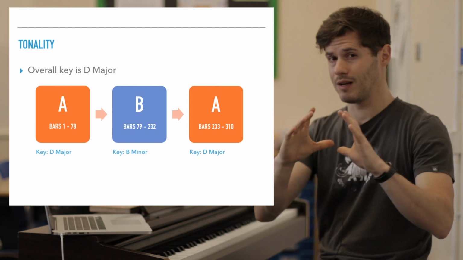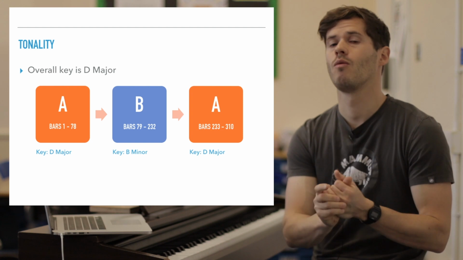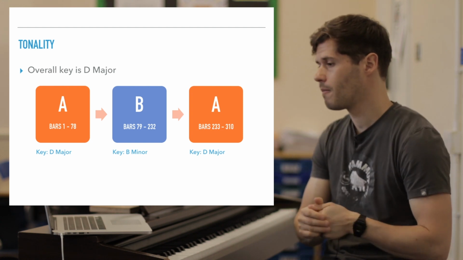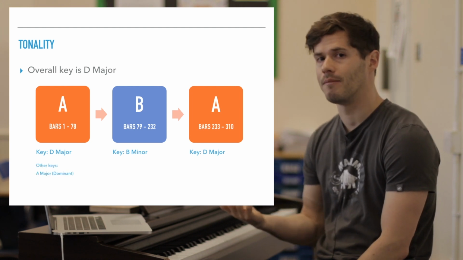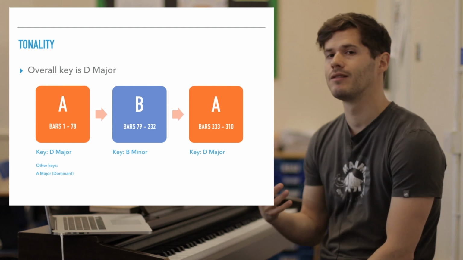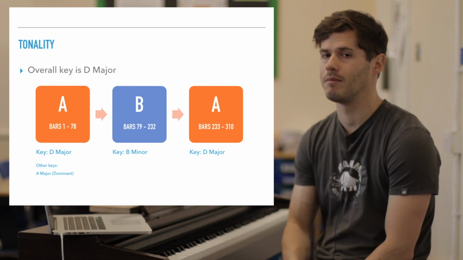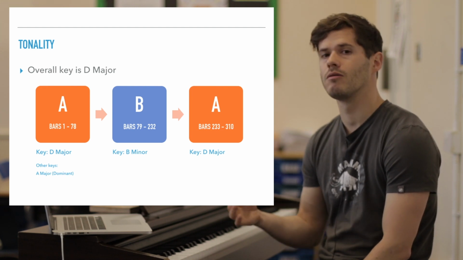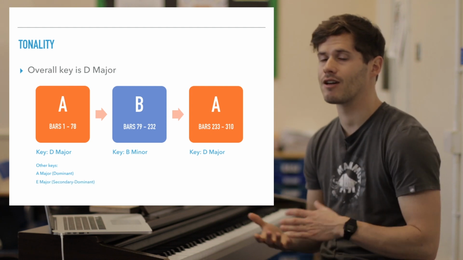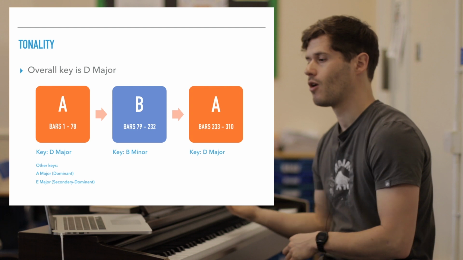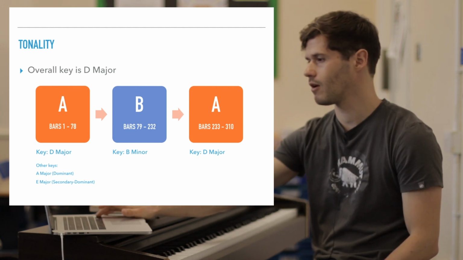Now, if we zoom in even more, zoom into the A section, we don't just stay in D major, we've got a few modulations within our A section. So we start in D major, but then we move to A major. And A major is the dominant of D major, and I'll talk about what that means in a minute. And then it also moves another modulation, it goes to E major, which is known as the secondary dominant, and this means it's the dominant of the dominant, okay? So try and keep up with me here. I'll explain what I mean. So have a look here.